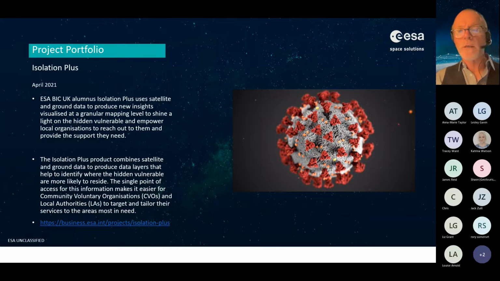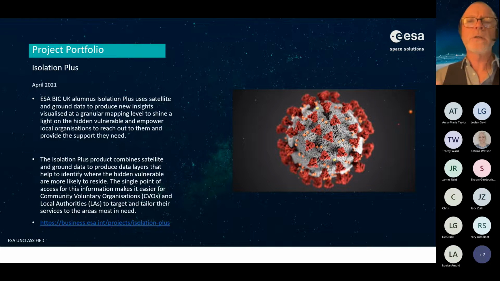So Isolation Plus came out of ESA BIC, which is our business incubation centre. Remember I said we support startups. We do that in Scotland through the ESA BIC, which is based in Edinburgh at the observatory, and there's BICs in other parts of the UK. It uses satellite and ground data to produce new insights, looking at a granular mapping level to find hidden vulnerable people and to empower local organizations to reach out to them.